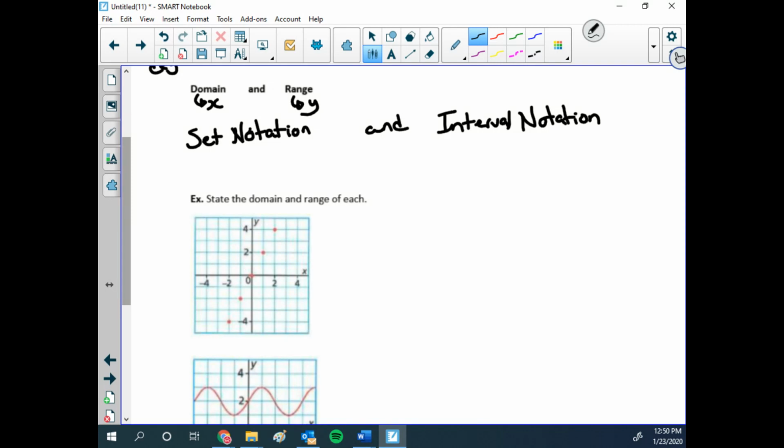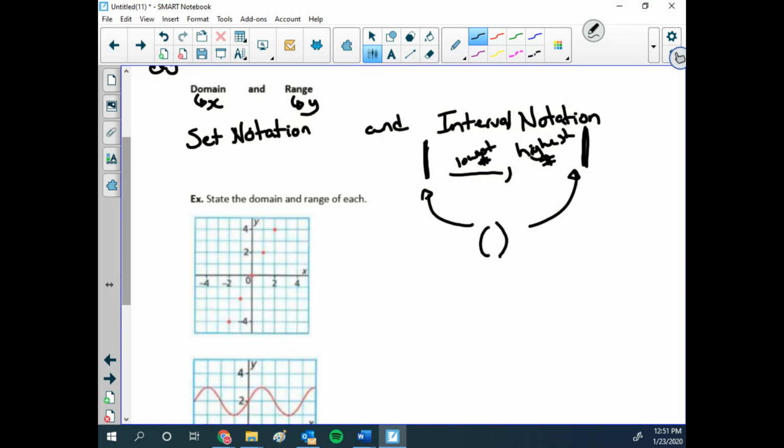So interval notation, remember, is the lowest possible number a graph can be, comma, the highest possible number a graph can be. And then on the outside here, we put some sort of bracket. The bracket corresponds to whether or not you can equal that number. So I have two different types of brackets. I can use curved brackets or square brackets. Curved brackets are used when you cannot equal a number.